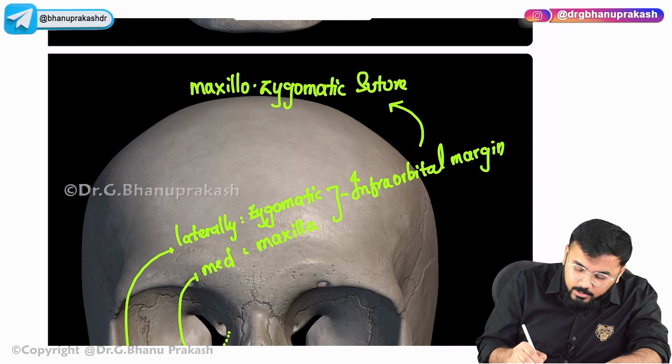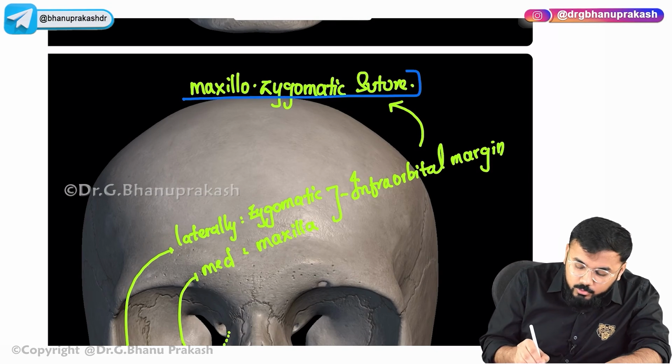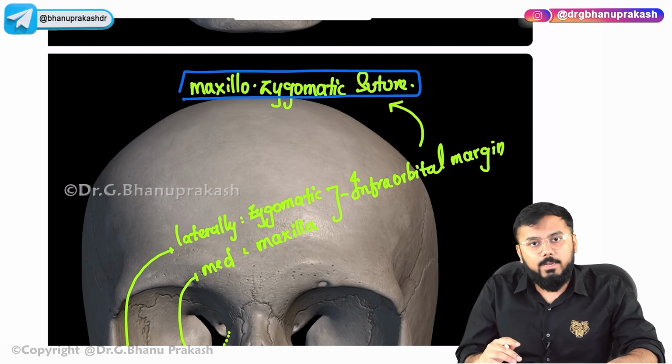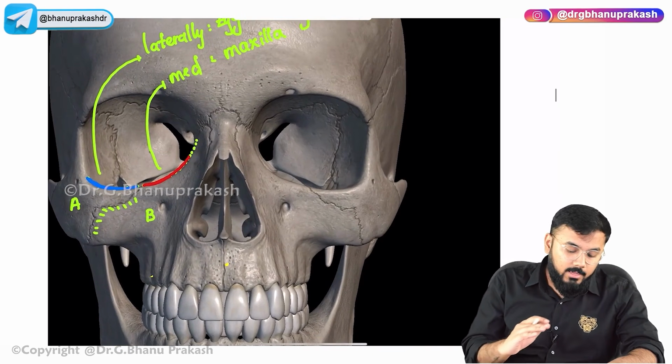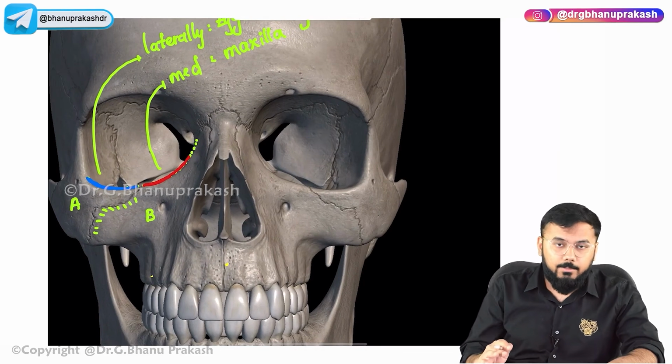Maxillozygomatic suture. So what is this suture by name? This suture is called the maxillozygomatic suture. In the same way, we are done with superior and inferior. Now look at the medial wall.